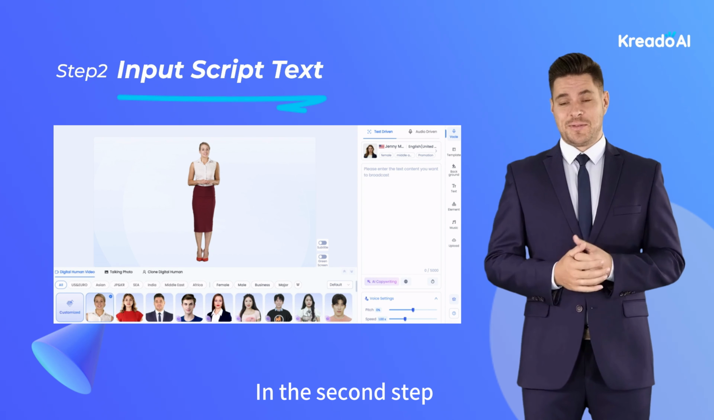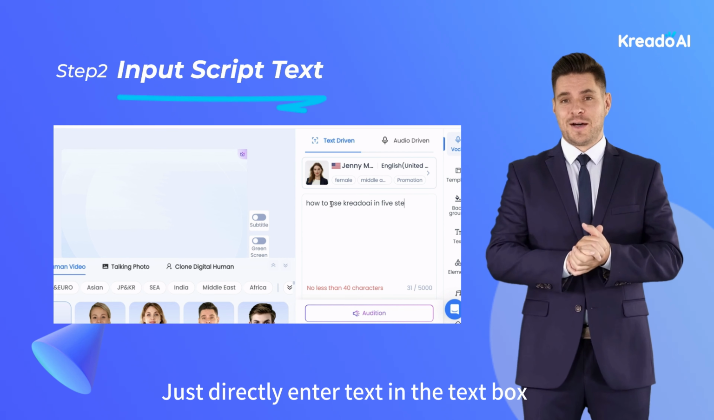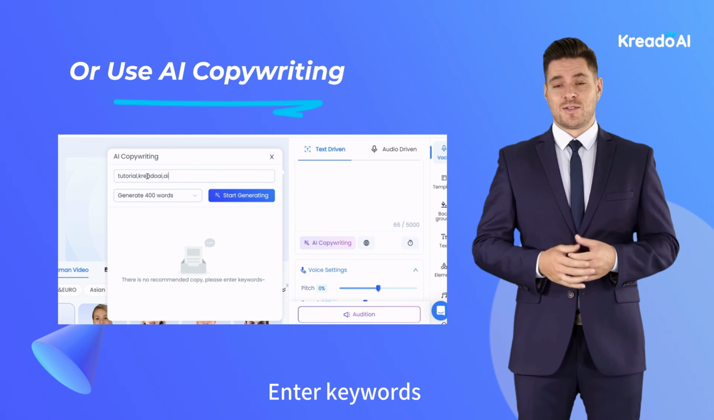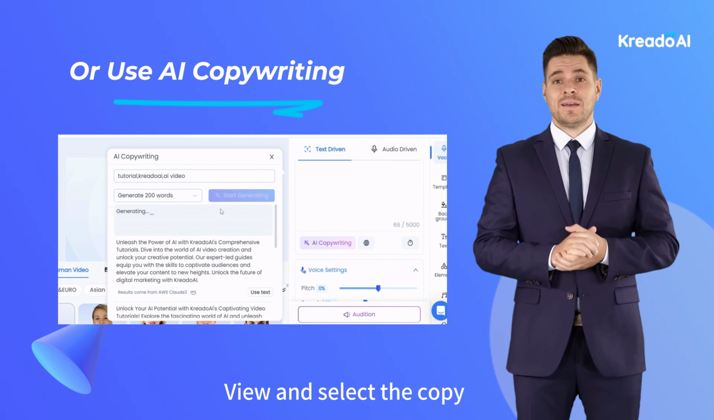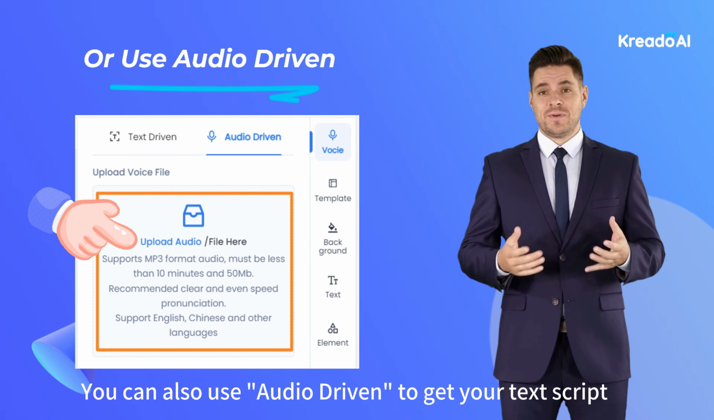In the second step, we need to provide a voice script. Just directly enter text in the text box, or use AI copywriting to get text. Enter keywords, select the number of words to generate. View and select the copy, click Use Text. You can also use audio-driven to get your text script.